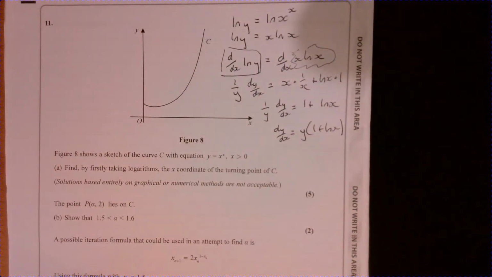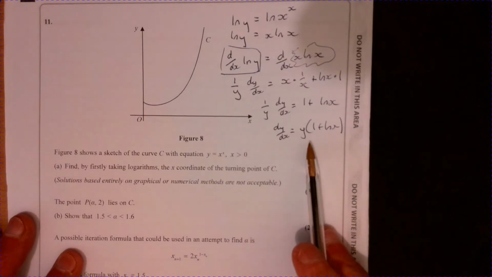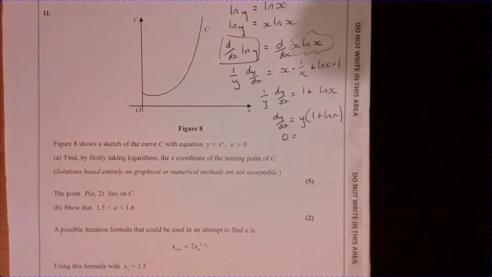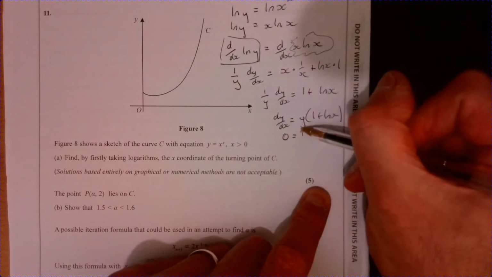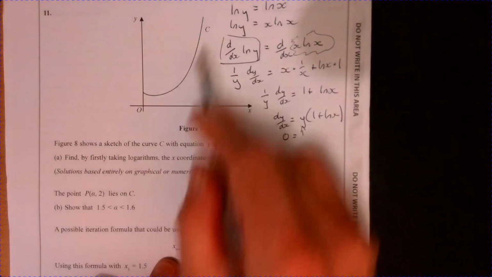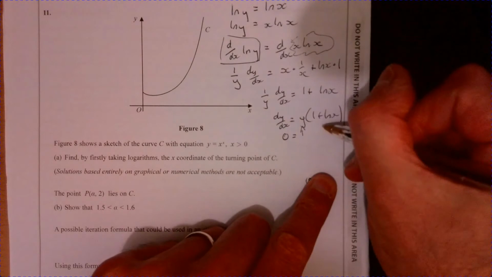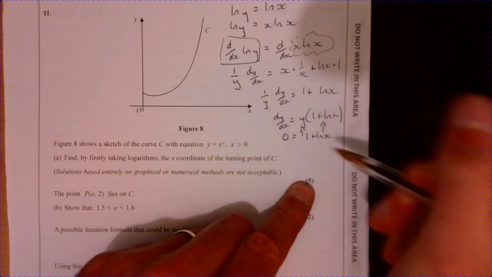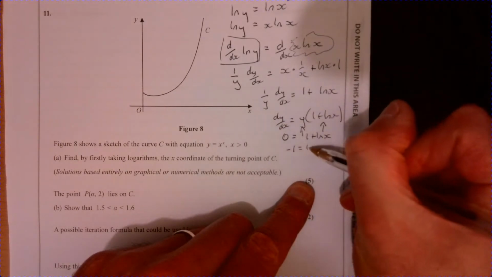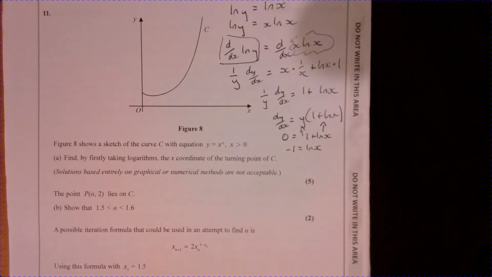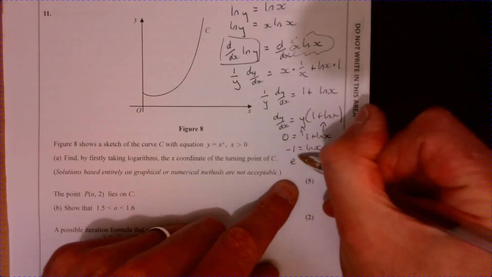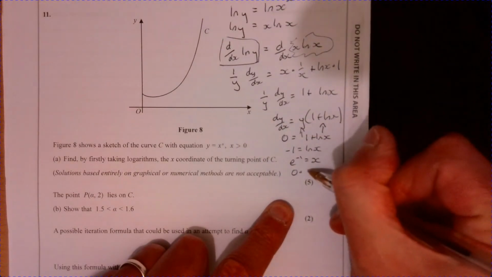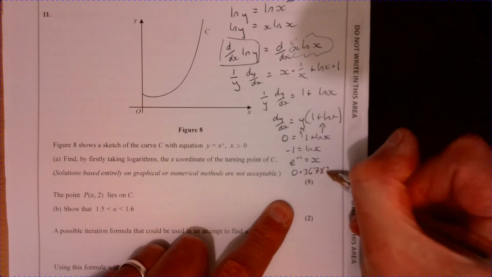Right, now what was the question? The question was to work out the turning point, in other words, when is this equal to 0? It's equal to 0 either when y is 0, but that can't be, because y doesn't equal 0, so it's when 1 plus ln x equals 0. Take away 1 from both sides: minus 1 equals ln x. Then e both sides: x equals e to the minus 1. If you want that as a decimal, pop it in your calculator: 0.367879.